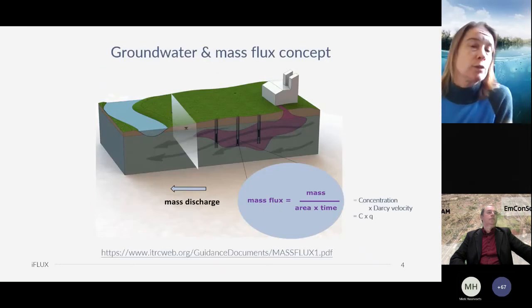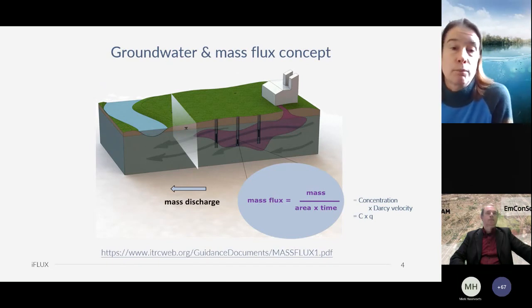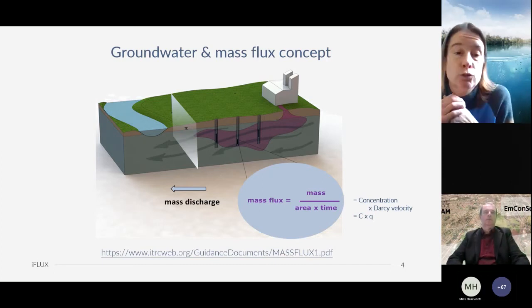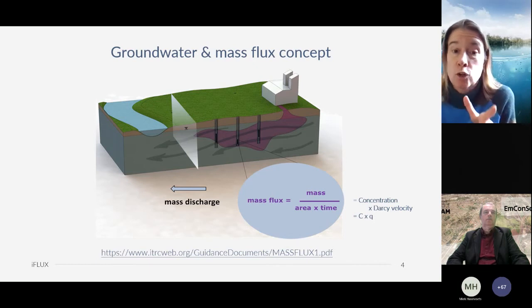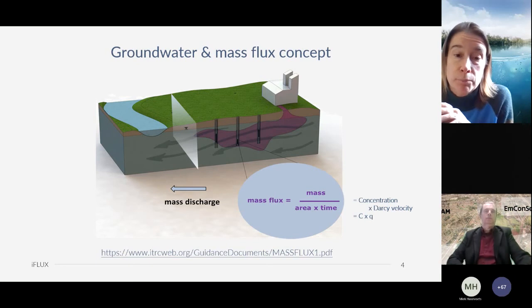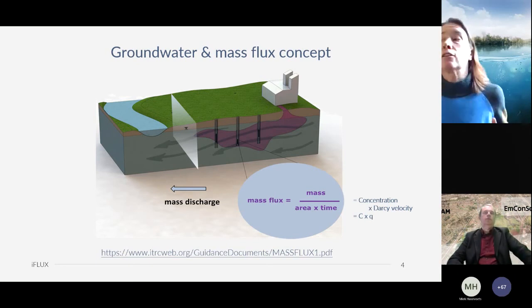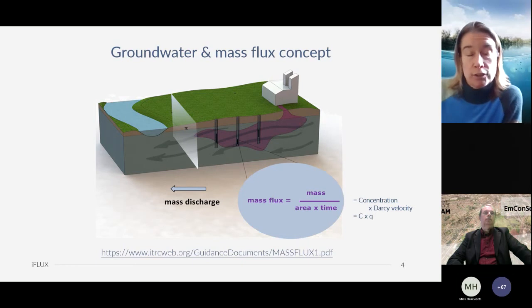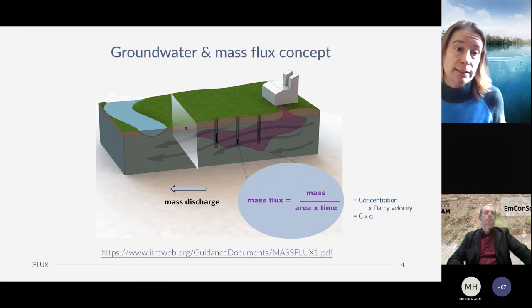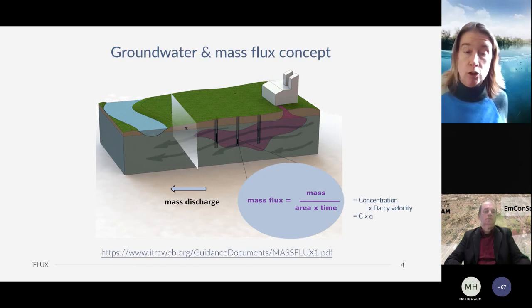Maybe shortly, what is groundwater and mass flux? I think most of you will know, but just a very short explanation. Mass flux is the amount of contamination, PFAS in this case, going through a certain area in a certain time. So we add the time component to the concentration. The mass flux is the concentration multiplied with the Darcy velocity. And the total amount of all those mass fluxes in an area perpendicular to the groundwater flow is the amount of contamination that is moving to a receptor downstream.